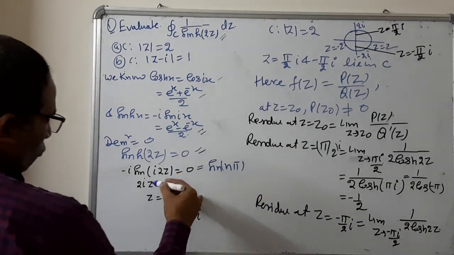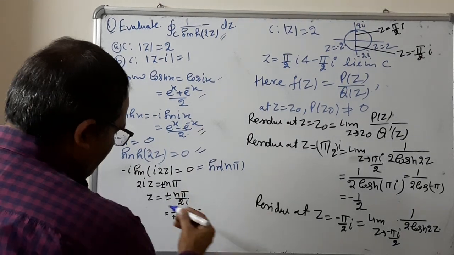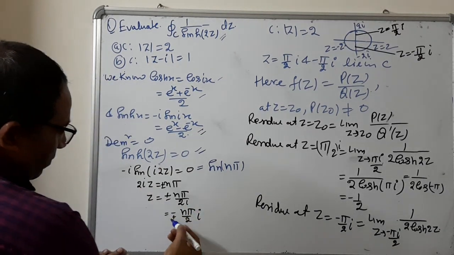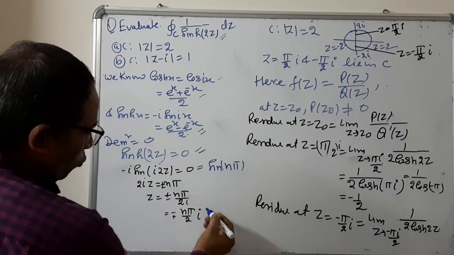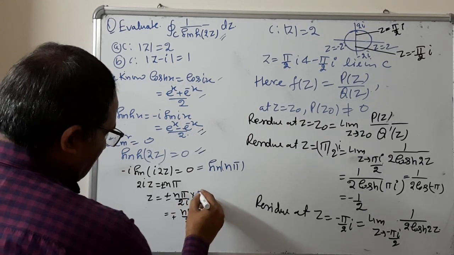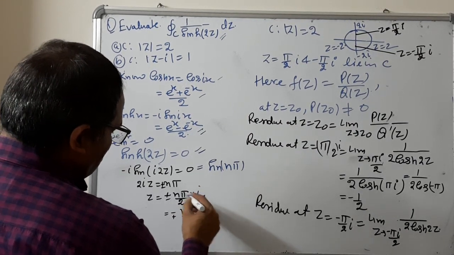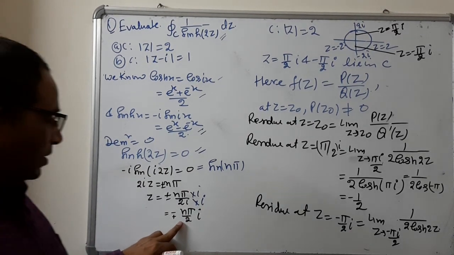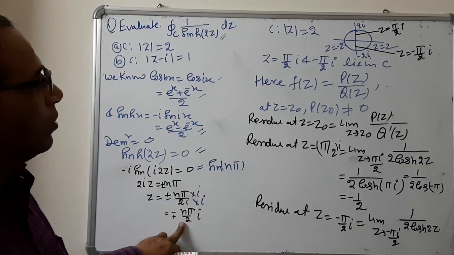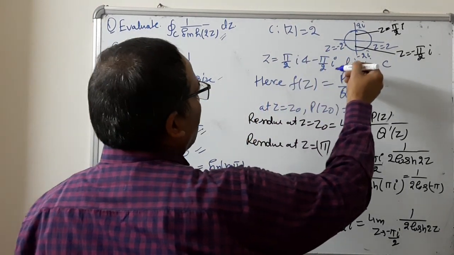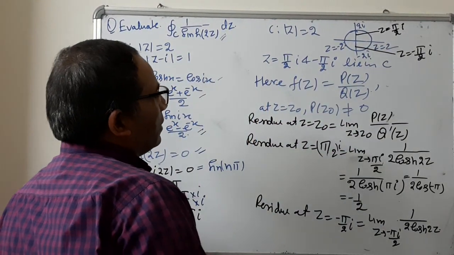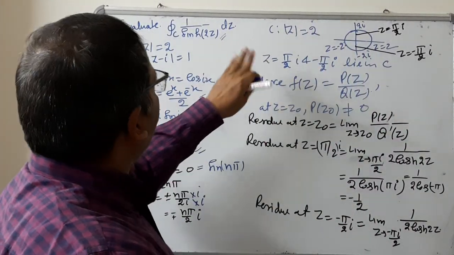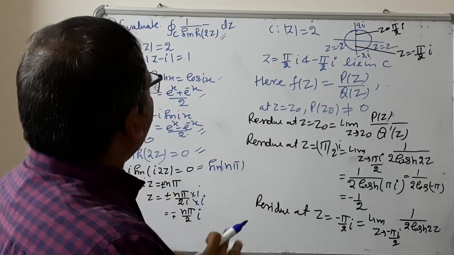So we can write that 2iz equals n pi, and z equals plus or minus n pi by 2i. That can be written as minus plus n pi i by 2; we multiply i in numerator and denominator, so the sign changes. We put n equal to 1 and n equal to minus 1, so we get the two singularities, pi i by 2 and minus pi i by 2. We will first find the residue at both singularities, and then we will see which singularity lies in this circle C.